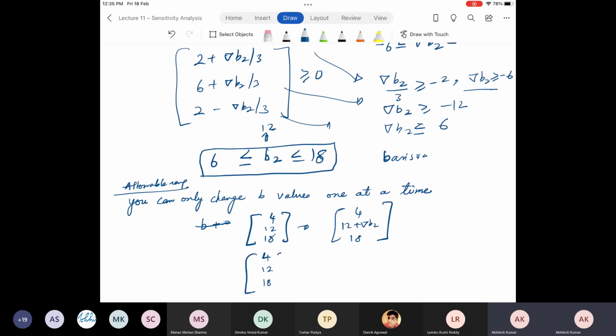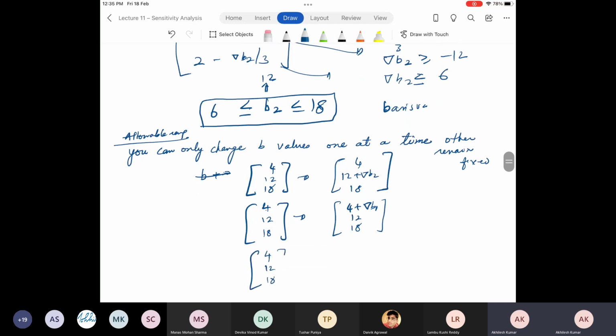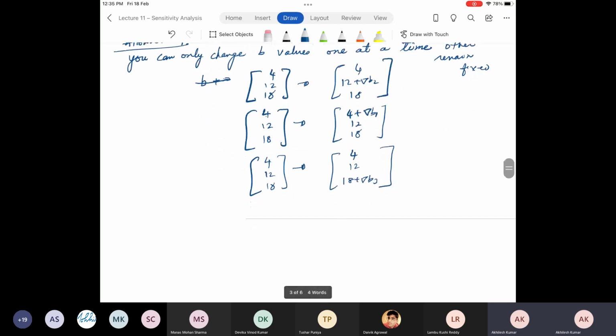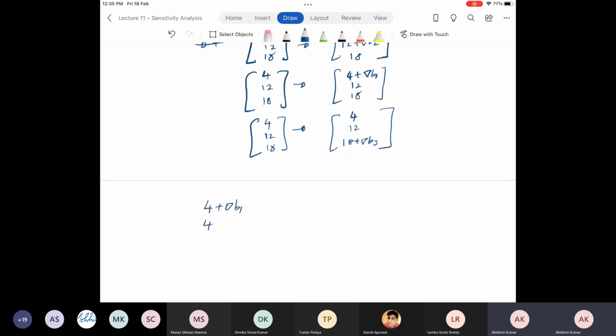Now, if you want to understand the allowable change in B1, you have to do 4 plus delta B1, and the others remain constant. If you want to find for B3, you have to do 4, 12, 18 plus delta B3. If you try to do all of them together, 4 plus delta B1, 12 plus delta B2 and 18 plus delta B3, what is the issue you will face?